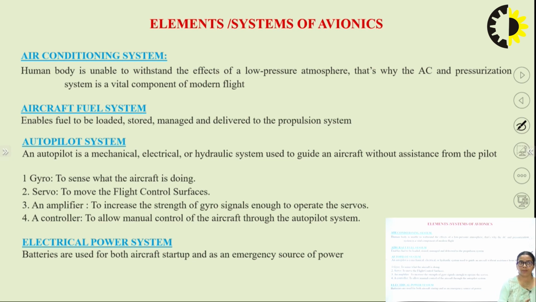In the autopilot system, an autopilot is a mechanical, electrical or hydraulic system used to guide an aircraft without assistance from the pilot. There are other subsystems of the autopilot system: gyro, servo and amplifier controller. The gyro calculates the amount of rotation to sense what the aircraft is doing. The servo moves the flight control surfaces. An amplifier increases the strength of gyro signals enough to operate the servos. A controller allows manual control of the aircraft through the autopilot system. In the electrical power system, batteries are used for both aircraft startup and as an emergency source of power.